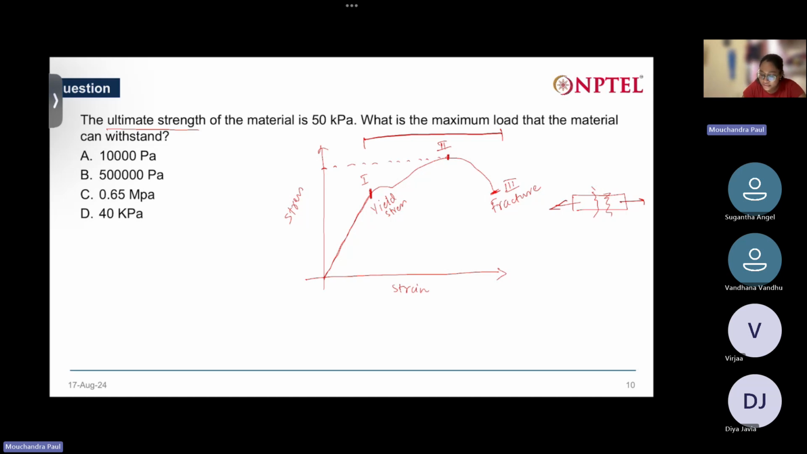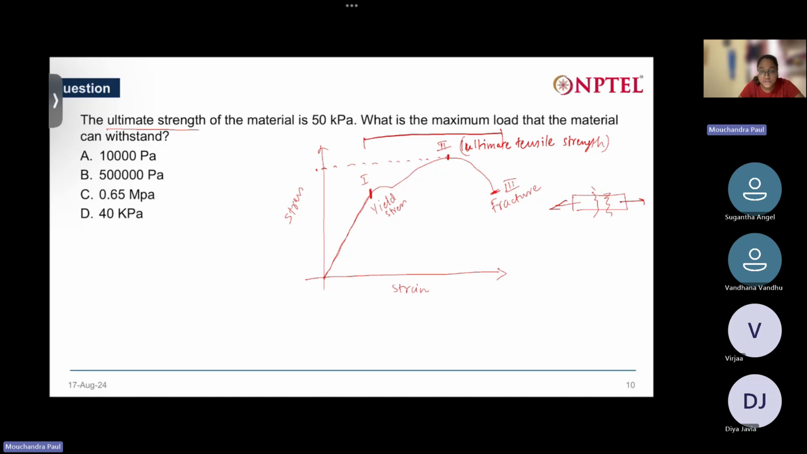So this point 2 is actually called the ultimate tensile strength. If we were to define what is ultimate tensile strength, it is the highest or the maximum stress the material can endure before it fractures. That is ultimate tensile strength or ultimate strength.